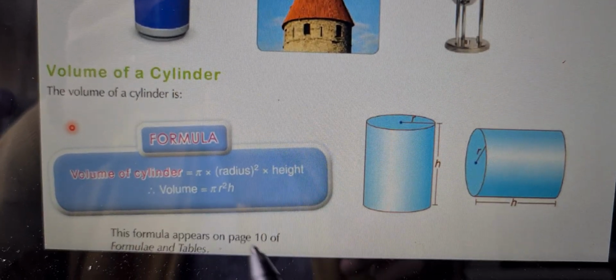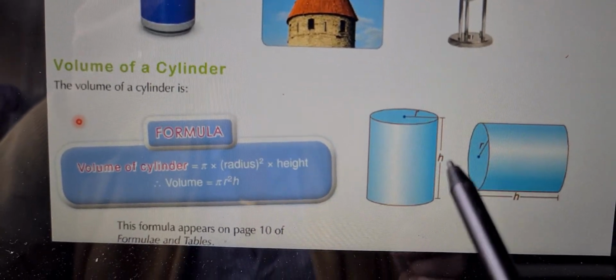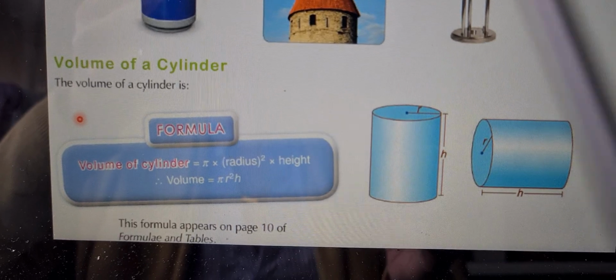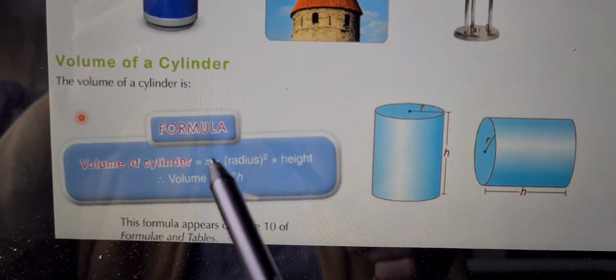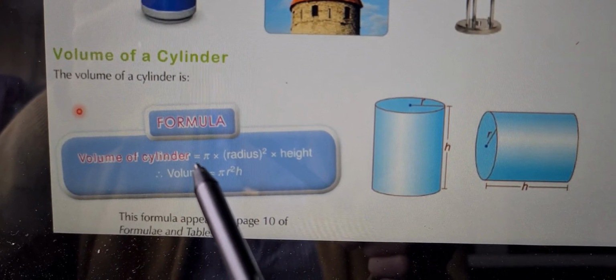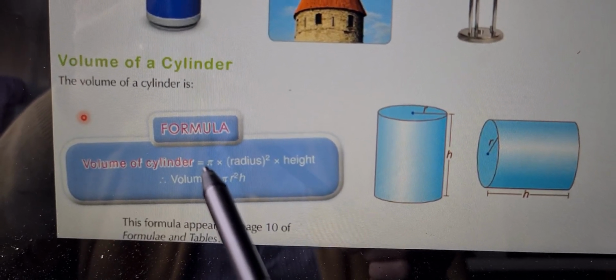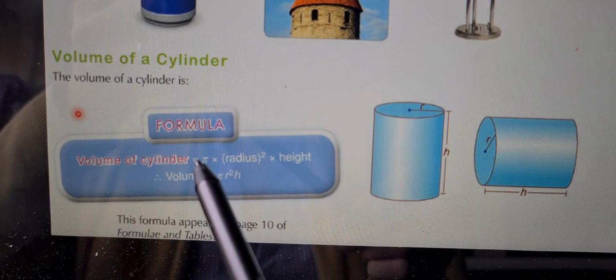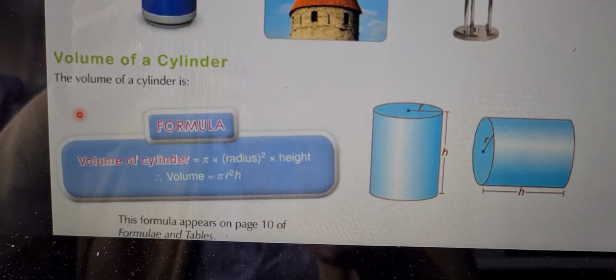Your units for volume are units cubed. Okay, so once you know the radius and you know the height, sub it in and get your volume. Again, if they tell you to use pi as 3.14, replace pi with 3.14. If they tell you to use pi as 22/7, then use 22/7. And if they tell you nothing about pi, just use pi on your calculator.